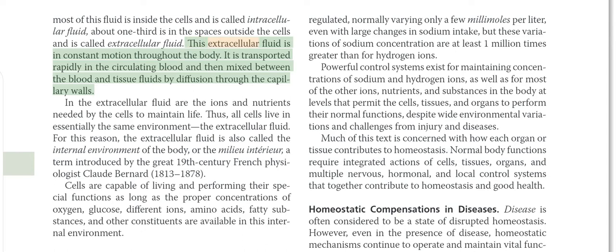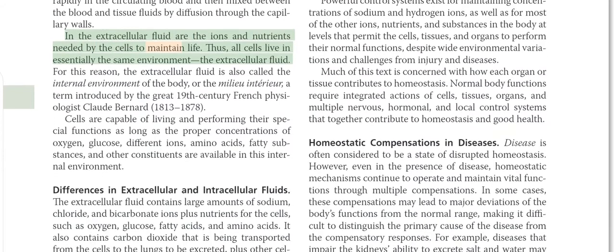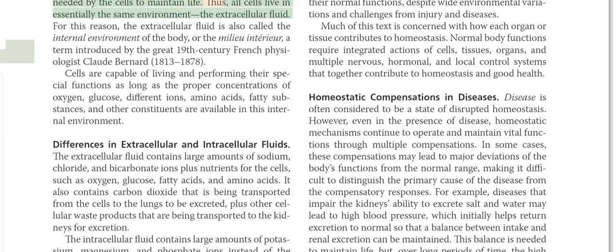This extracellular fluid is in constant motion throughout the body. It is transported rapidly in the circulating blood and then mixed between the blood and tissue fluids by diffusion through the capillary walls. In the extracellular fluid are the ions and nutrients needed by the cells to maintain life. Thus, all cells live in essentially the same environment, the extracellular fluid.